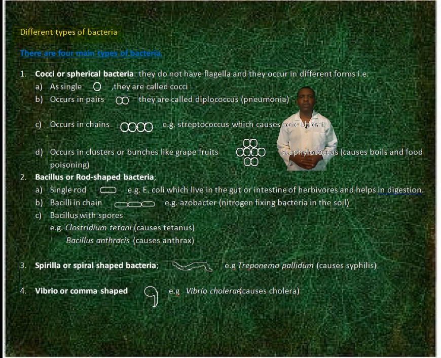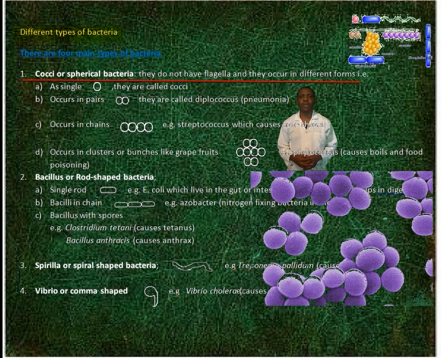Different types of bacteria. There are 4 main types of bacteria. 1. Cocci or spherical bacteria. They do not have flagella and they occur in different forms. That is, as single, they are called cocci. Occur in pairs, they are called Diplococcus. Occurs in chains, example Streptococcus, which causes sore throat. Occurs in clusters or bunches, like grapes. Example Staphylococcus, which causes boils and food poisoning.